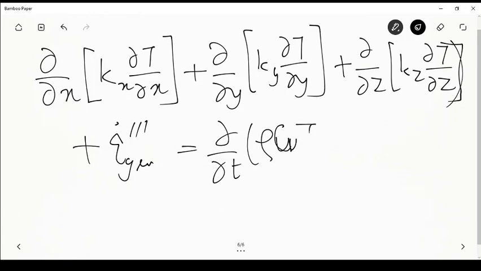So this becomes your heat conduction equation. Now kx, ky and kz are conductivities in the x, y and z directions respectively. If the material is isotropic, then the conductivity is uniform in all directions. For example, materials like metals, which have the same properties in all directions, kx, ky, kz will be equal.